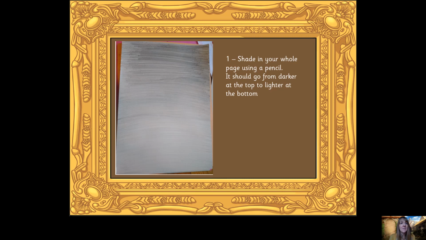So here are your instructions, and you can pause the video after I've explained what to do. The first thing you need to do is shade in your whole page using a pencil. It should go from darker at the top to lighter at the bottom. So can you see there on my example? I've got darker shading at the top, and as the page goes down and down and down, it's much lighter at the bottom. So you can pause the video now and shade in your paper.